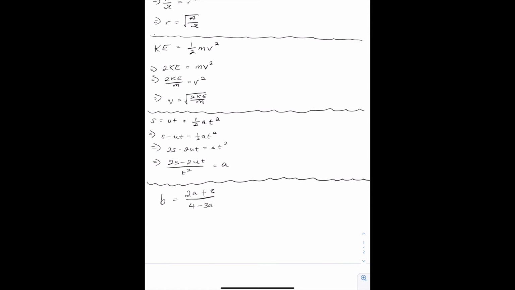So the way I would do this is first I'd take out the denominator, multiply everything by 4 minus 3a, which would give us b times 4 minus 3a, which was equal to 2a plus 3, because now it doesn't have the denominator, which is 4b minus 3ab equals 2a plus 3.